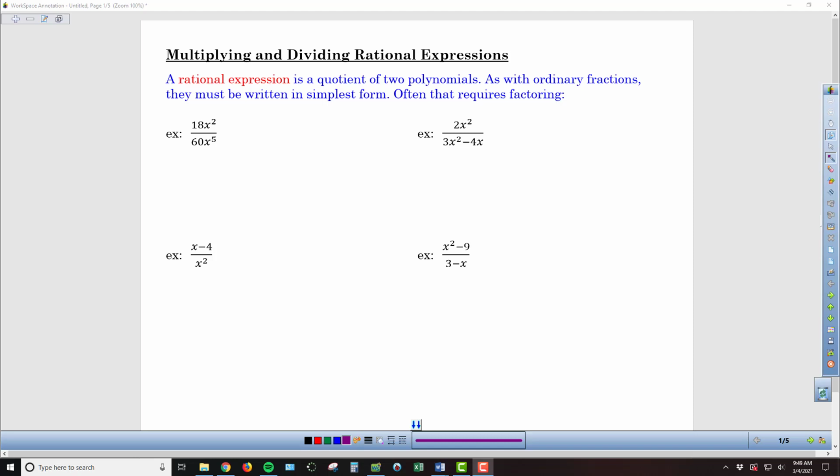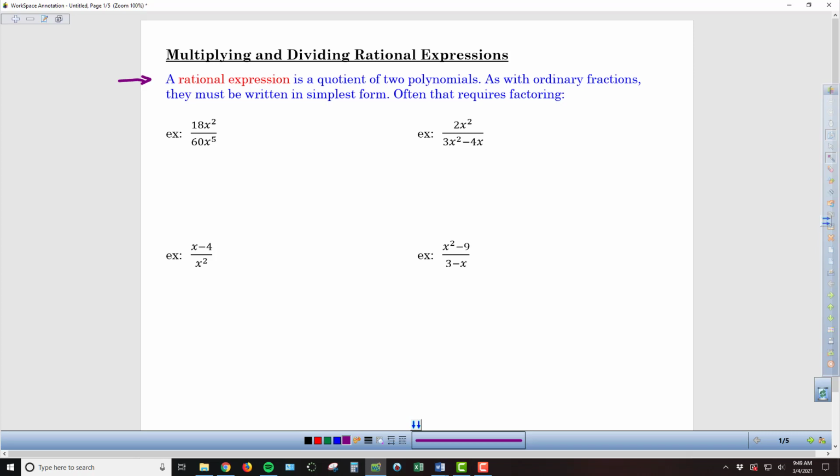The term rational expression is just a fancy way of describing a fraction that has variables in it. The more formal way to describe it is to say that it's the quotient, meaning you're dividing two polynomials. Now, just like with regular fractions, we have to write them in simplest form, which means we're going to have to see if there's any reducing that we can do.